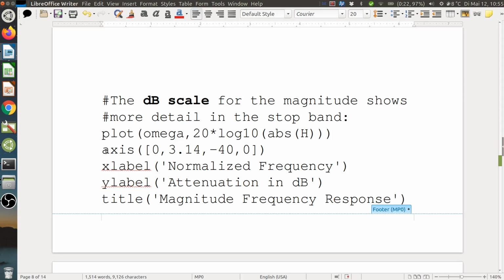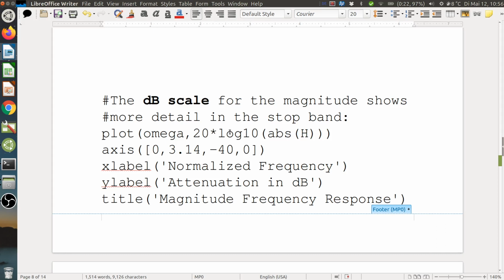Here I specify the range for the axis. It should start at minus 40 dB and go up to 0 dB. 0 dB means a factor of 1. So look at this formula: if abs of H is 1, then the log of 1 is 0, right? If you take a look at the inverse, 10 to the x is 1, so x must be 0. 10 to the power of 0 is 1, right? So that's why the log base 10 of 1 must be 0.